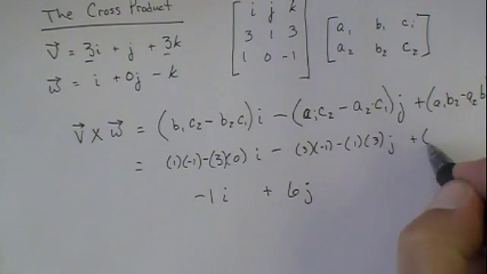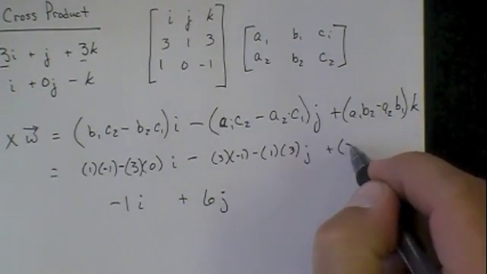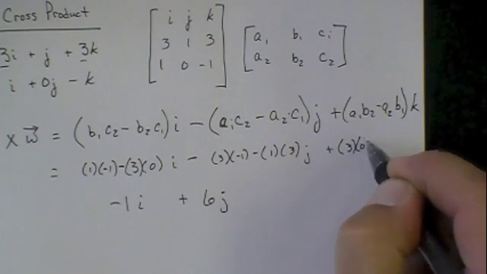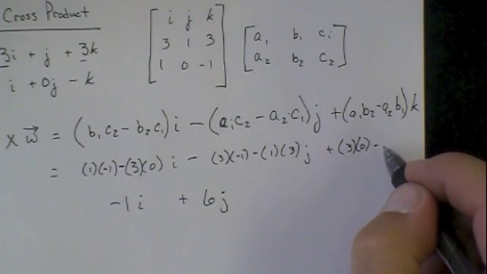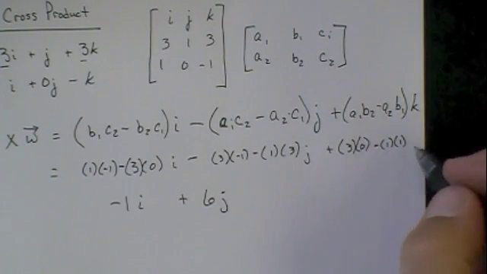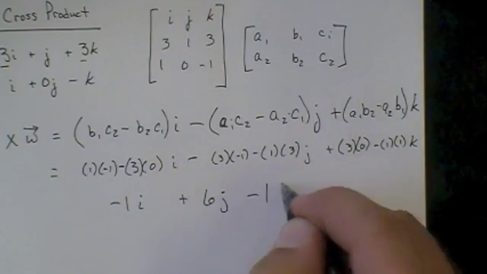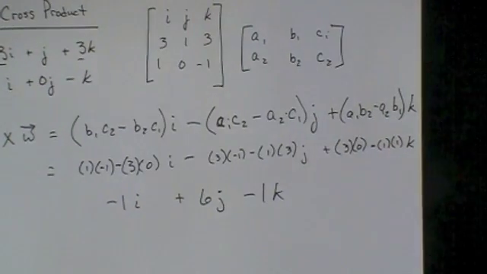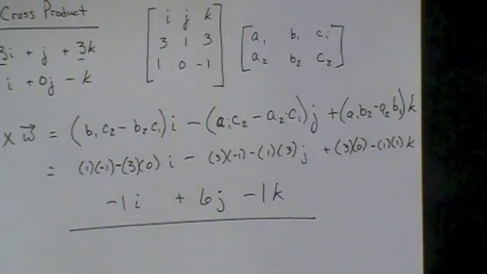Now we have plus, and A1 is 3, B2 is 0, so that'll go to 0, minus A2 is 1, B1 is 1, and that gives us our k component, and that would be equal to -1k. So the cross product gives us a vector, and here's that vector.